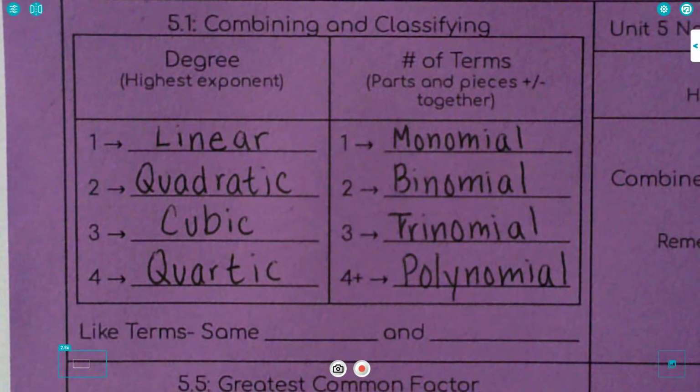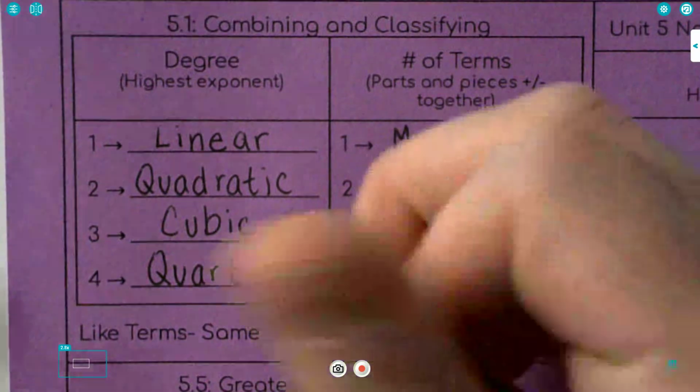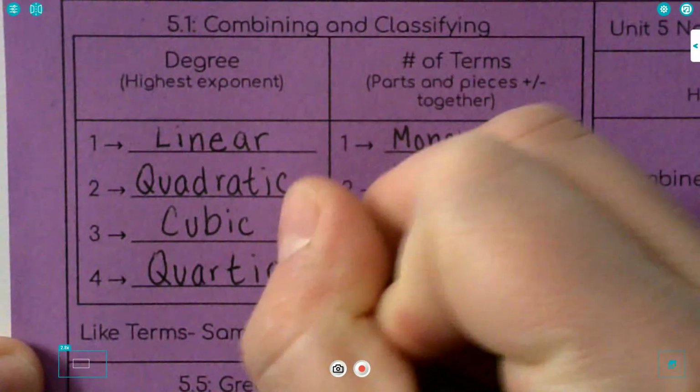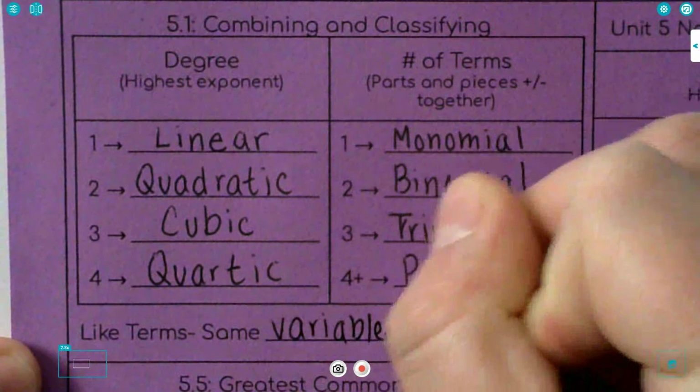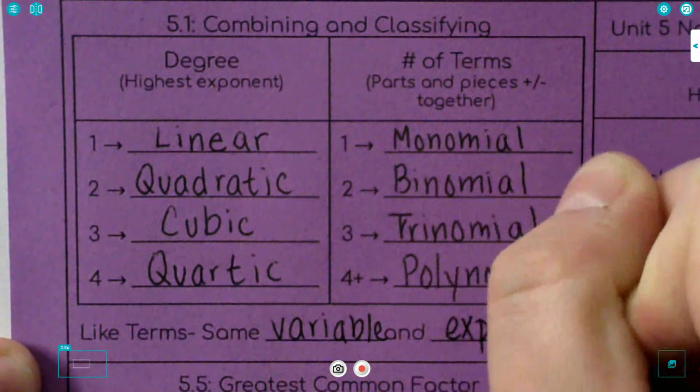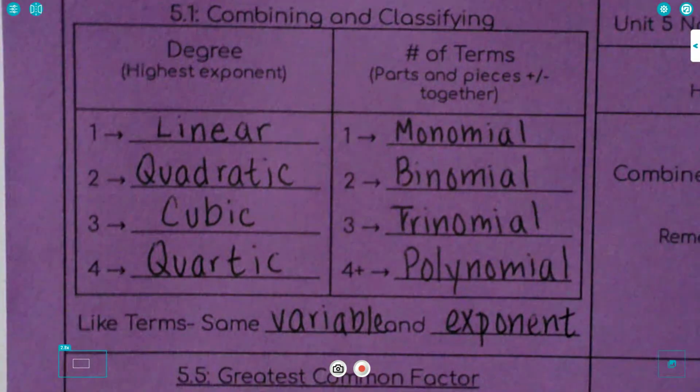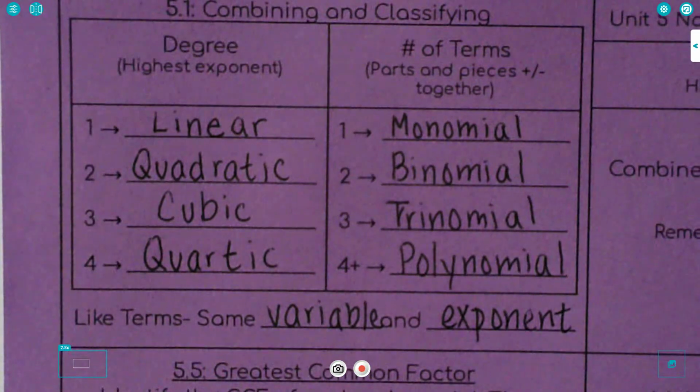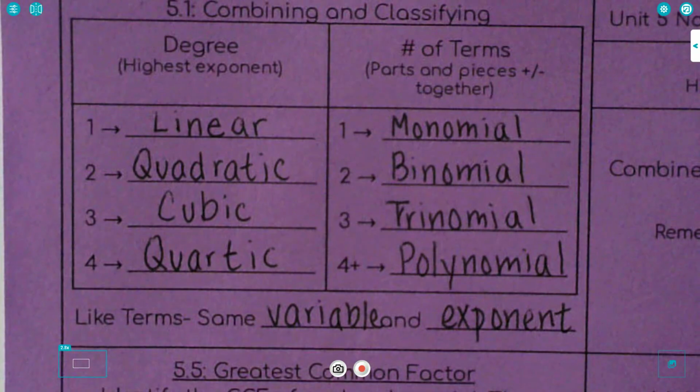Okay, and then the last thing here for 5.1, when we combine like terms, they have the same variable and exponent. So that's what we're combining together. Okay, I know the blanks on this are kind of small because it's a note card and we're trying to fit 9 sections worth of stuff on there.